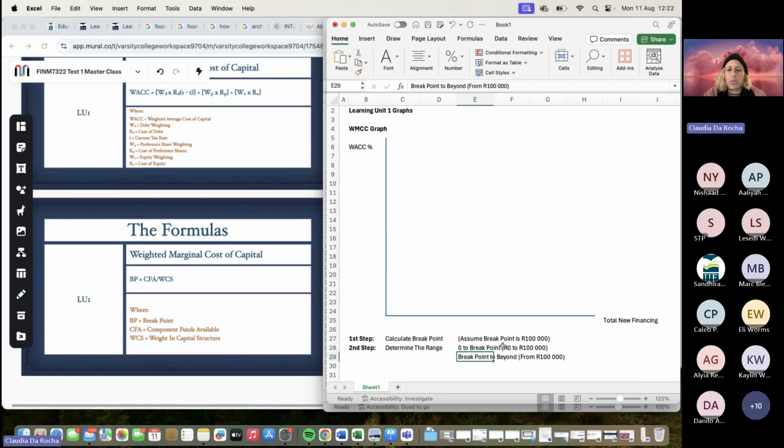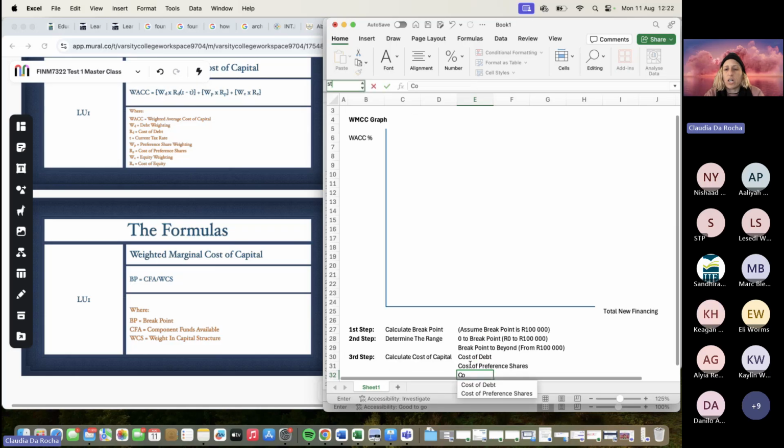Okay, that's determined the range. Then the third step is that we would have to calculate your cost of capital. So if you have debt, you have to do cost of debt. You'd have to do cost of equity or preference dividends, preference shares, cost of equity.